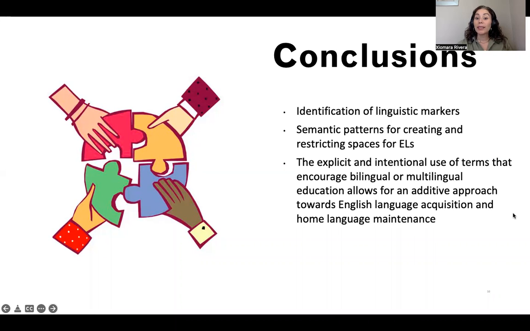So in conclusion, we see that there is identification of linguistic markers within each of the orientations, and we see that explored at a quantitative as well as a qualitative level. We see that semantic patterns for creating restrictive spaces for multilingual students or English language learners can be further explored. And the explicit and intentional use of terms that encourage bilingual or multilingual education allow for an additive approach towards English language acquisition and home language maintenance.